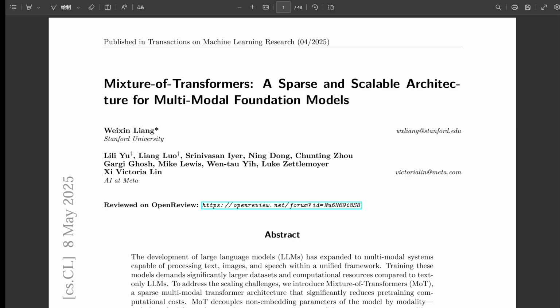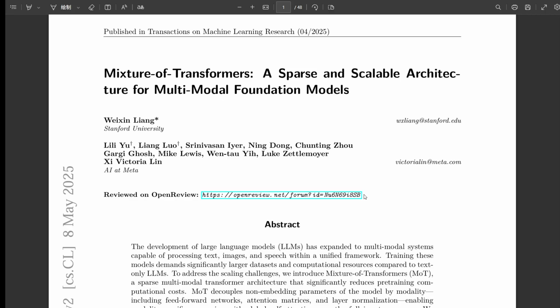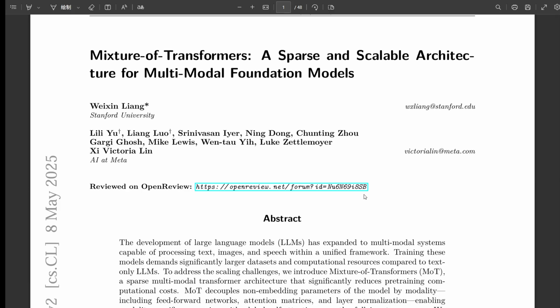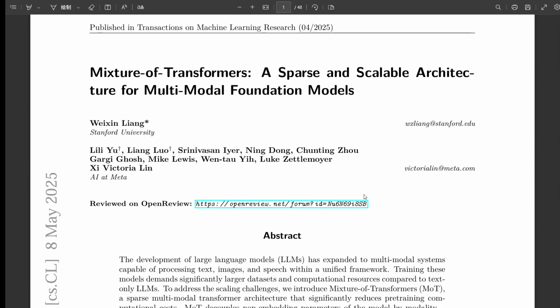Welcome to the deep dive. Today we're tackling a really pivotal challenge in AI, building these truly unified models, the kind that can understand and generate across everything we encounter: text, images, speech, all mixed together. It's really about moving past AI that only has one sense, if you will, toward something much more holistic.